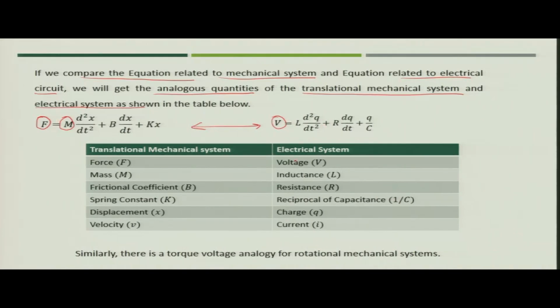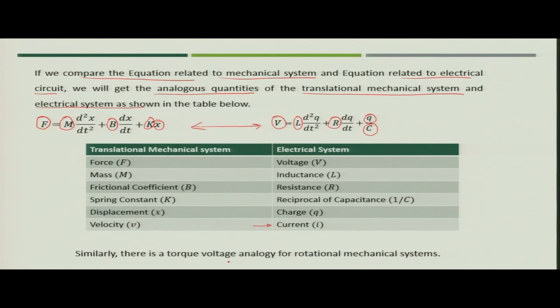Mass m is analogous to inductance. Frictional coefficient, that is B, is analogous to resistance R. Spring constant K is analogous to reciprocal of capacitance, that is 1 by C. Displacement, that is x, will be analogous to charge q, and then if you differentiate x, that is dx by dt, you will get velocity v, and when you differentiate q, that is dq by dt, you will get current I. So, velocity v is analogous to current I. This example shows how the different quantities of the mechanical system are analogous to the electrical system.